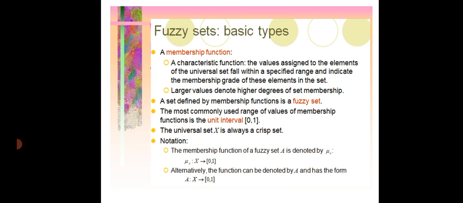So we are going to the fuzzy set. A characteristic function assigns values to the elements of the universal set within a specific range and indicates the membership grade of the element in the set. I have already stated that the fuzzy set's membership function values range over the unit interval 0 to 1. Simply, it is a mapping from a universal set to the closed interval 0 to 1.